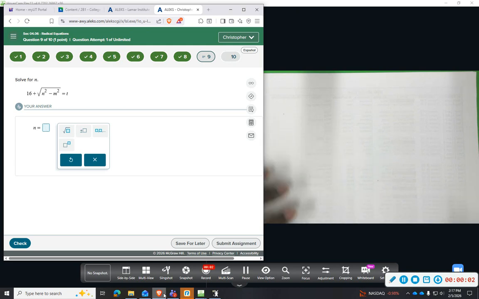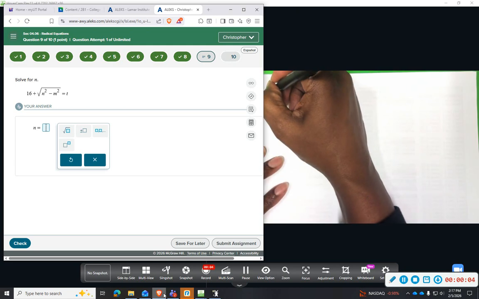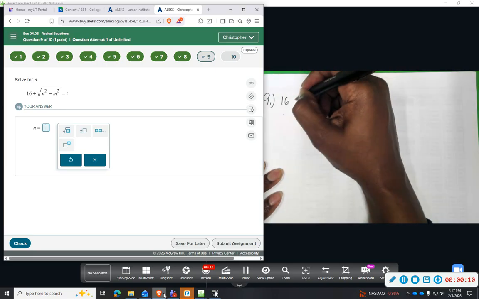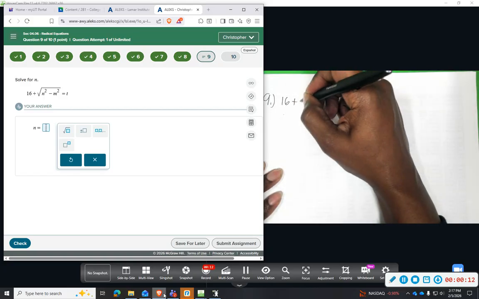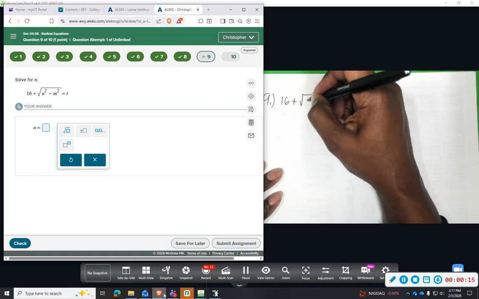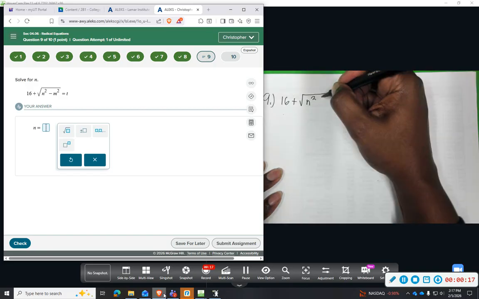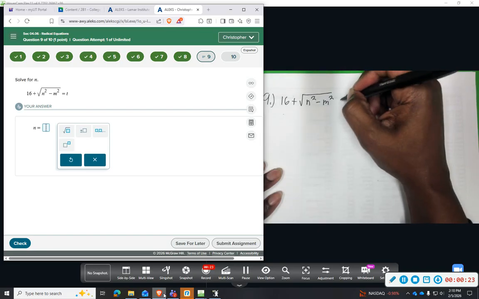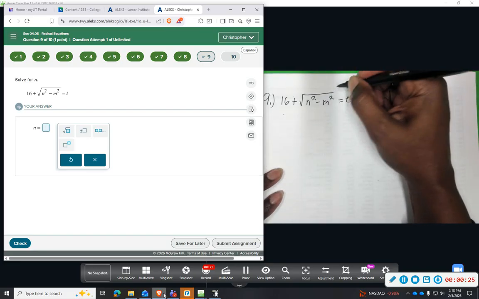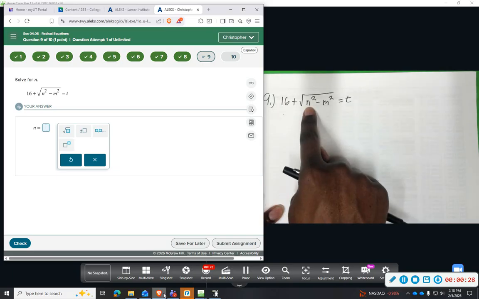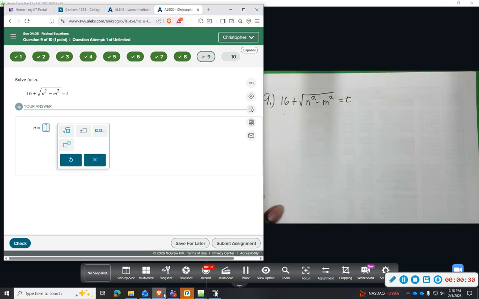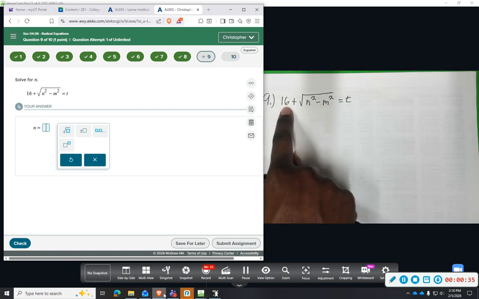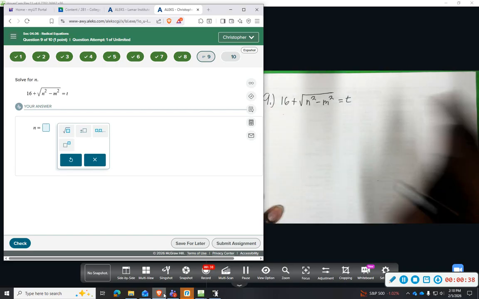All right, number 9. We just want to solve for n on this problem. And so we're going to use our 16 plus the square root of n squared minus m squared equals t. We need to get the n by itself. We've got to get it out of the square root, so we're going to have to square it. But before we do that, we're going to isolate the square root by moving the 16. So we're going to subtract 16 from both sides.